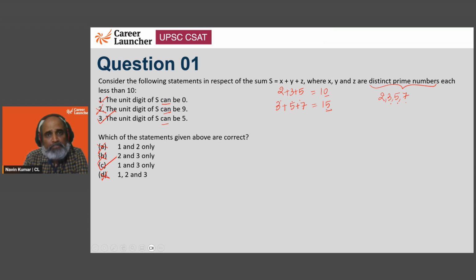We can have 2 and 5 and 7. We can have 2 and 3 and 7. These all are possible. We can have 2 and 3 and 7, which is going to be 12. And then we can have 2 and 5 and 7, which is going to be 14. So basically, the last digit we can only have a 0, 2, 4, and 5. 9. Not possible.